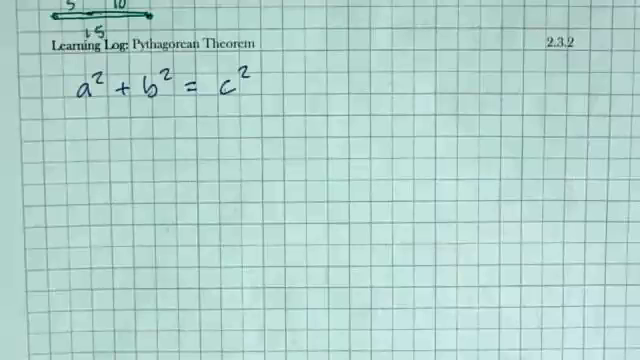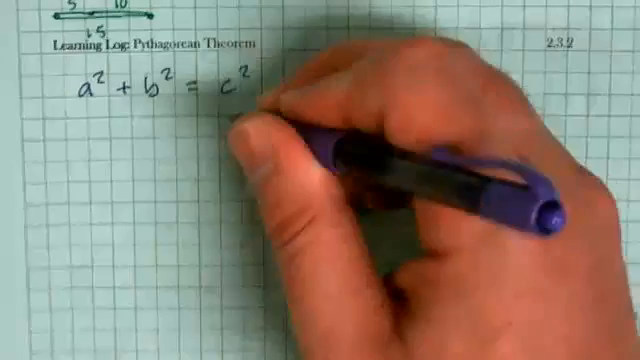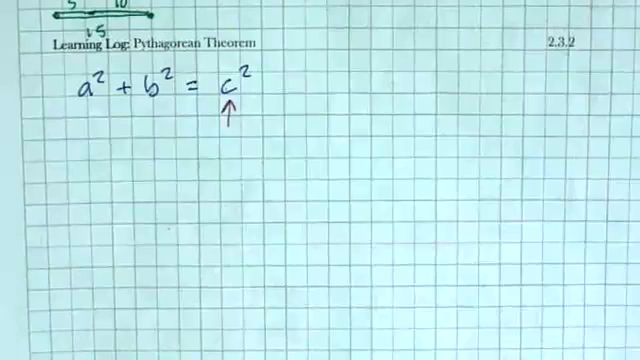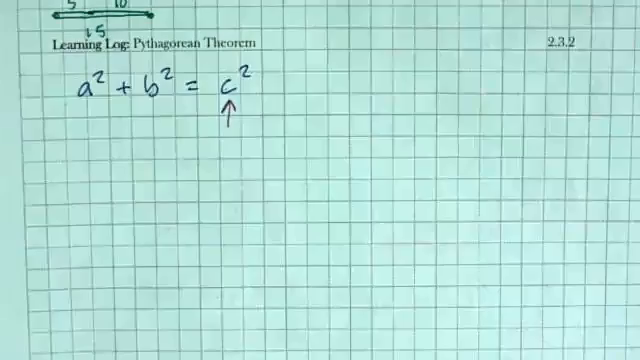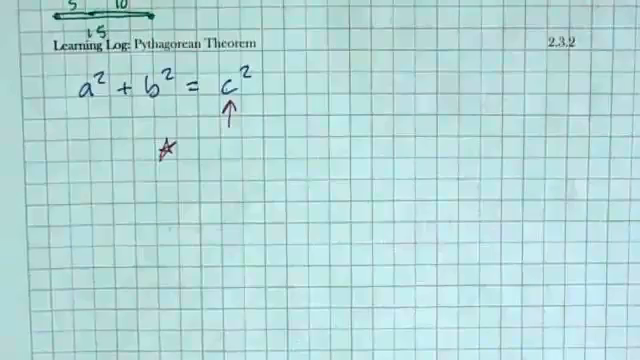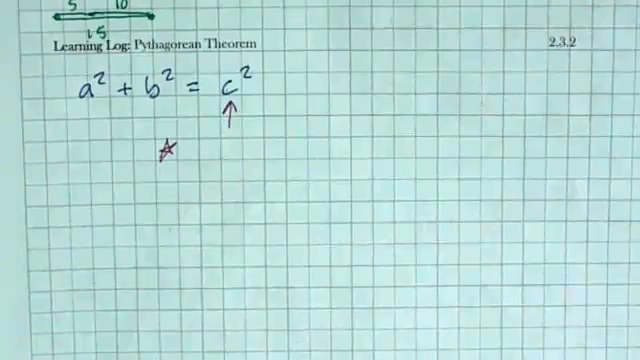There are a couple things that we've got to know about the Pythagorean theorem. First one has to do with C. And this is the source of most mistakes that people make with the Pythagorean theorem. And it's really, really important. When we're talking about C, C has to be which side of the triangle?